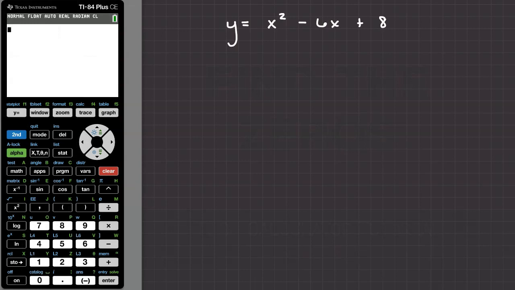Let's look now at how to find the zeros or the x-intercepts of a quadratic function. The function that we'll use is y equals x squared minus 6x plus 8.